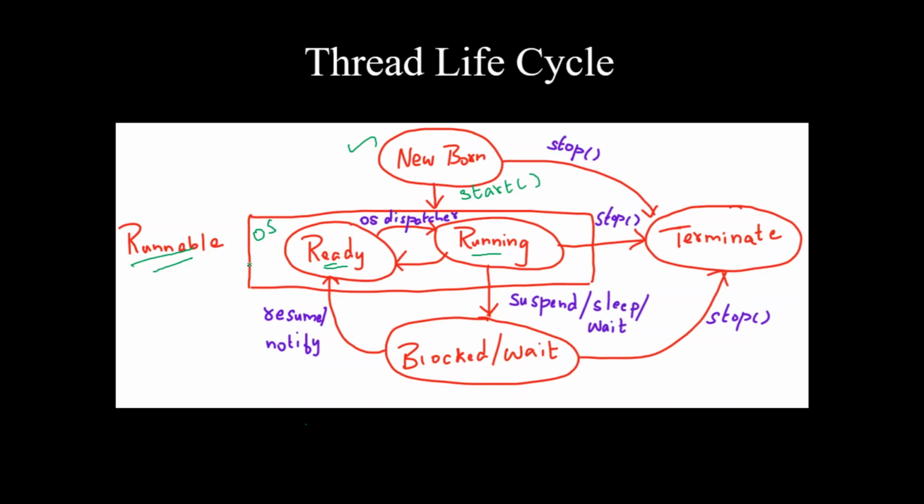This ready state is something like a queue. It is basically a queue where all threads will be stored, like thread 1, thread 2, thread 3, whatever the threads, they will be available in this queue. And there is something called a dispatcher in the operating system. This is the one which takes one thread and assigns it to the CPU. There are many scheduling algorithms, and based on that, this allocation happens.